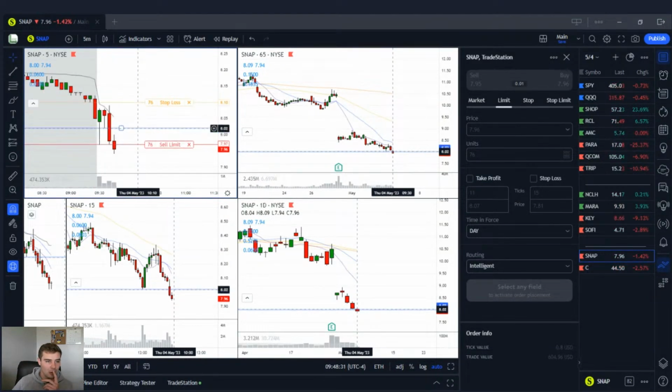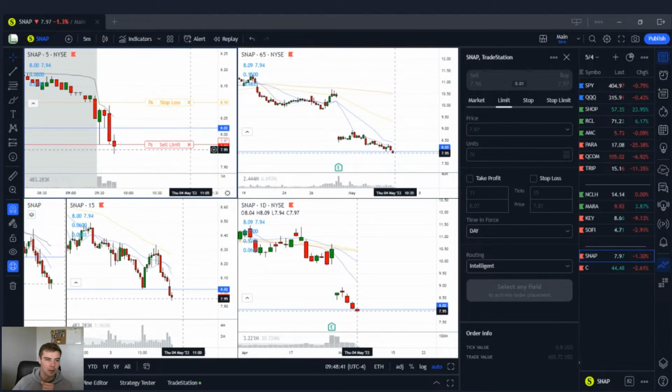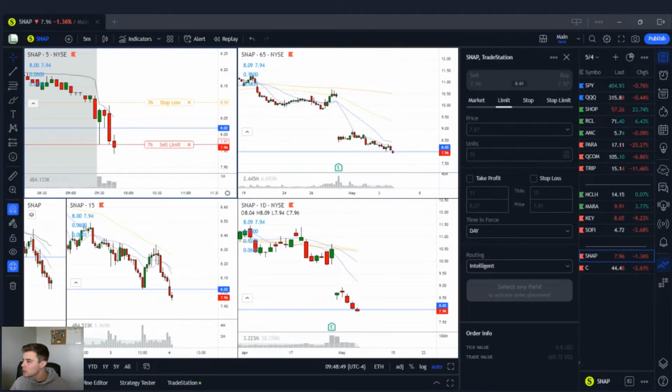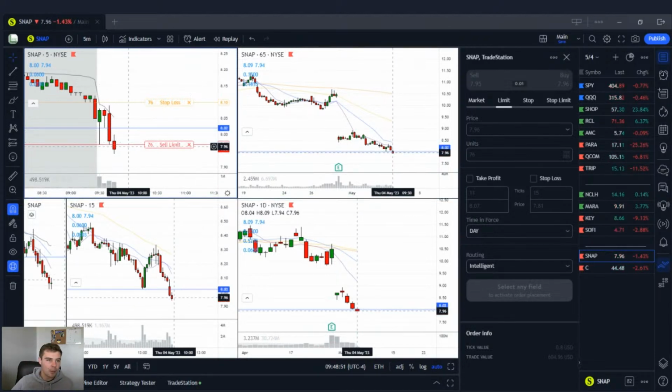Still got that limit order on Snapchat. 5-minute breakdown is what I'm looking at here. So we'll see if we get filled. I'm getting ready to cancel this, actually, guys. I'm gonna go ahead and... Well, shit. I'll leave it for now.